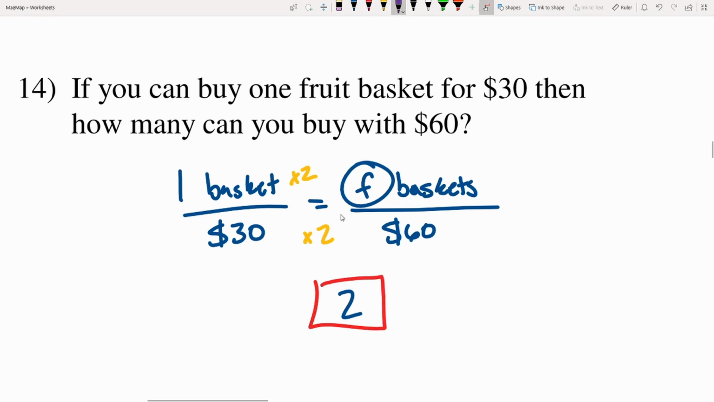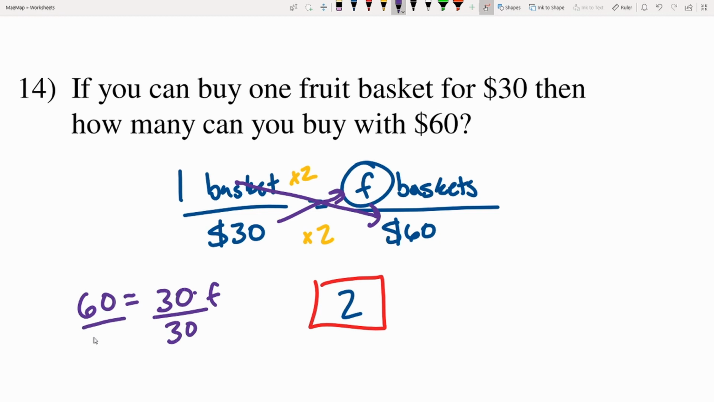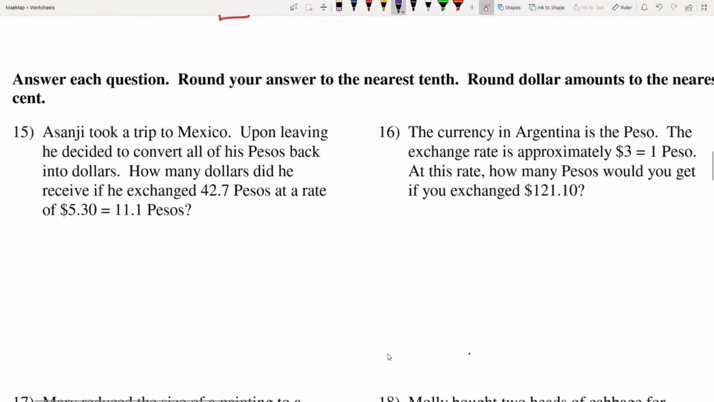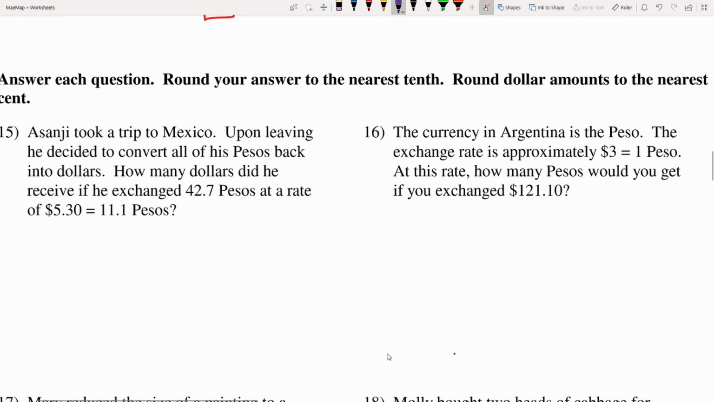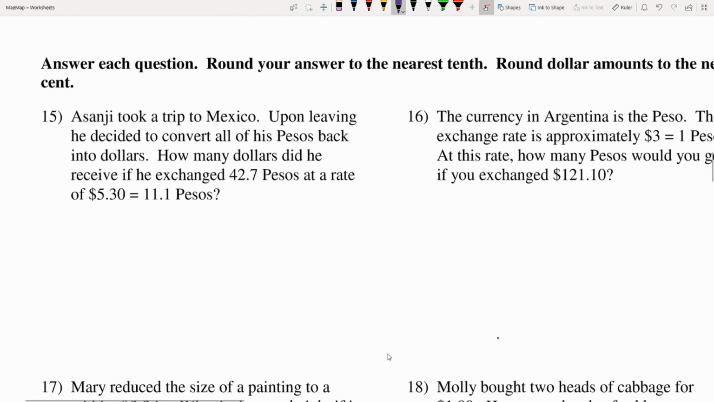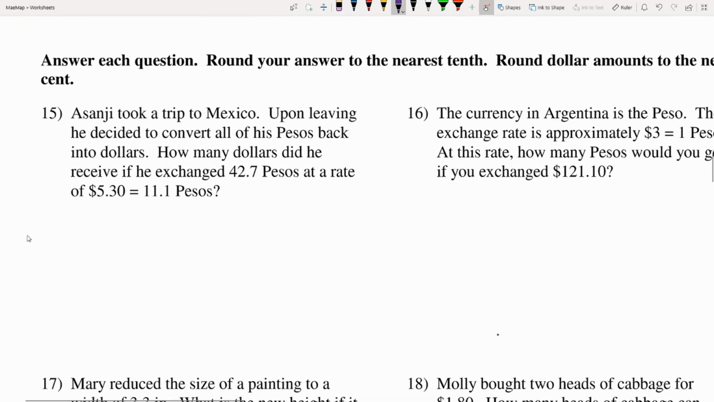And just a quick reminder about the cross multiplication method, we would do 1 times 60, which would give us 60, and that would be equal to 30 times F. Then all we would have to do is divide by 30 to get F isolated, or all by itself, and 60 divided by 30 is indeed 2. Now, why I reiterated the cross multiplication method is for these next couple of problems. We're going to be answering each question, and we're going to round to the nearest tenth and round dollar amounts to the nearest cent. So that would be the nearest hundredth.